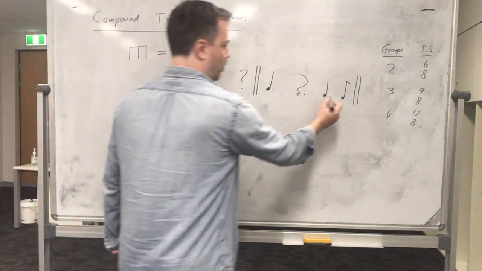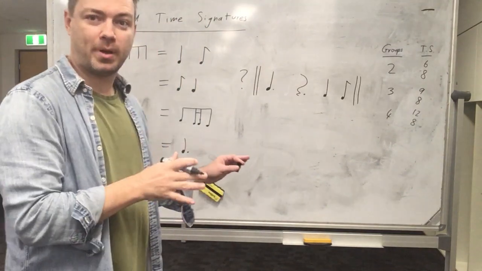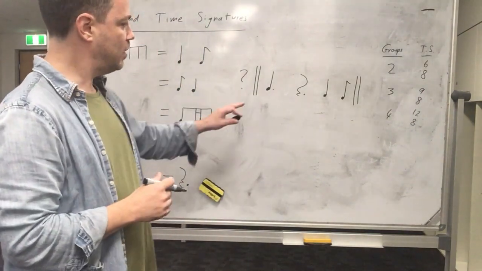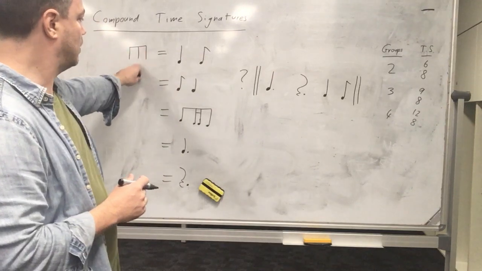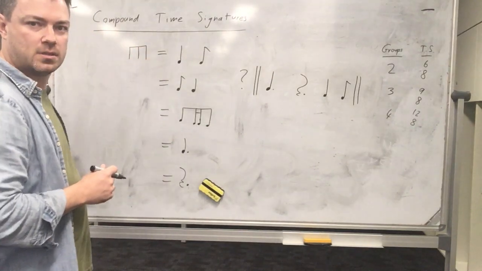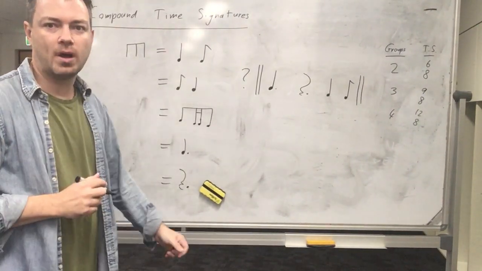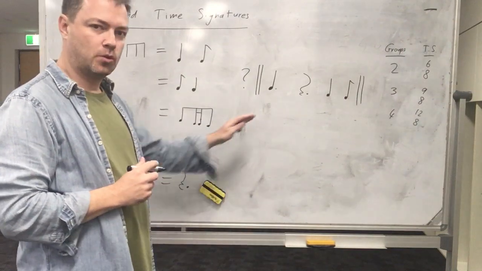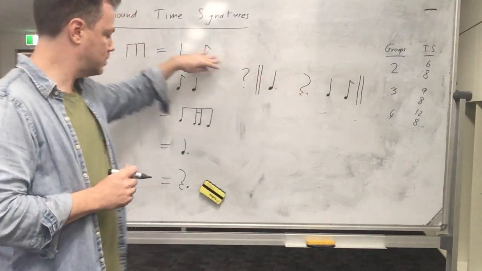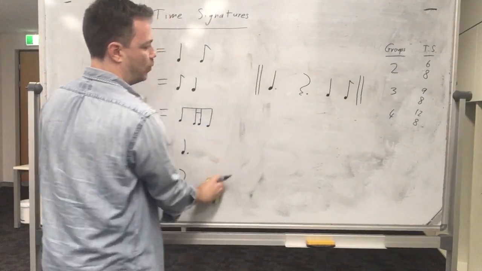Okay, this one is trickier. It is a compound time signature, but it's trickier because I didn't put our simplest form, which is a group of 3 quavers together. But we do have lots from our list. So we know it's a compound time signature, and we're going to do the groupings.